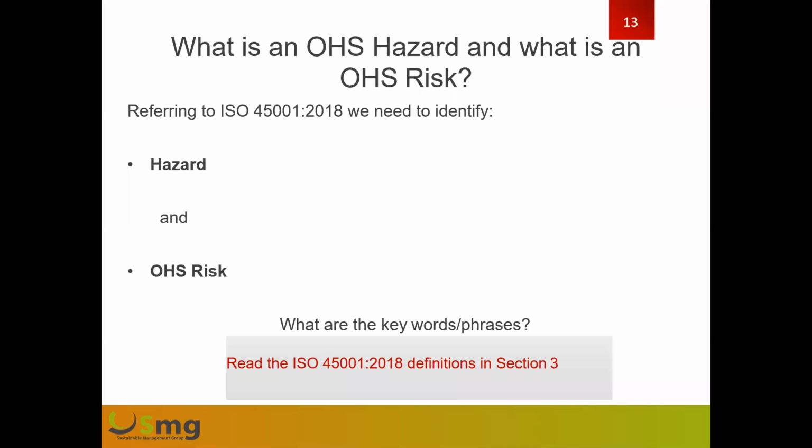Hazard, as I said, is defined as the source of risk, where the risk is coming from, an event or situation that may cause harm. Because of that hazard, the source of risk, we might have a risk. Any organization might have two types of hazards: health hazards and safety hazards.